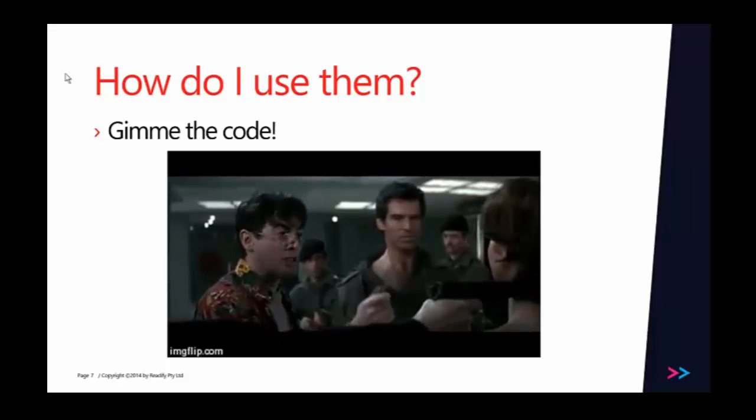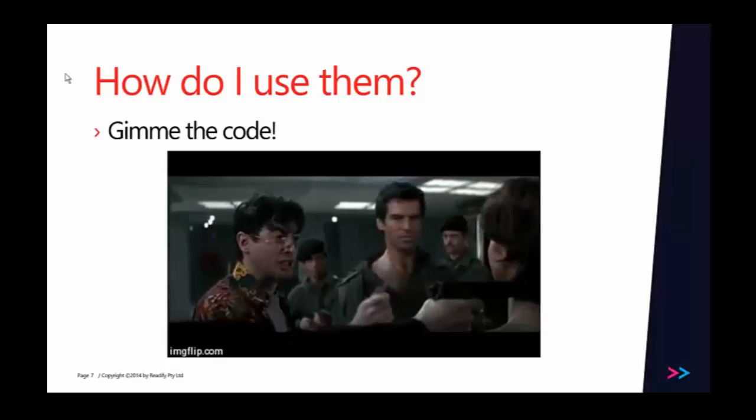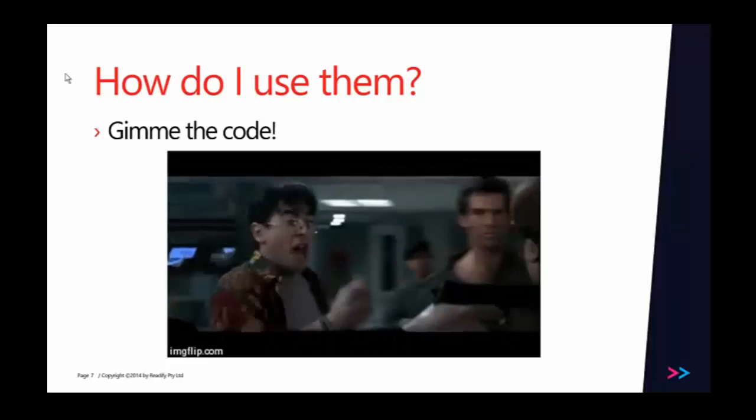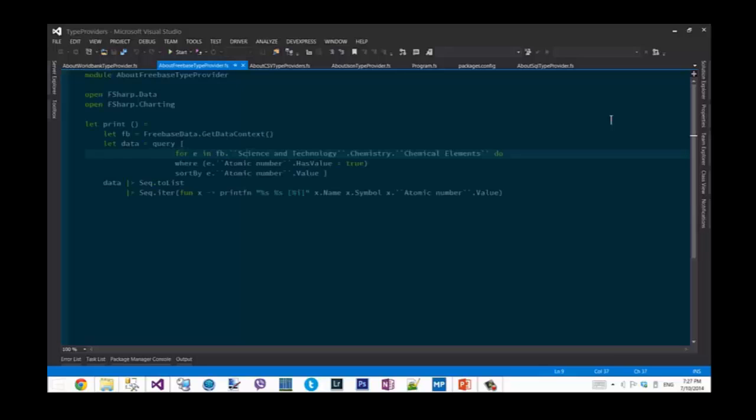So let's see the code, and let's see how we use the type providers. There is an F# data library, which you can add a reference to through NuGet.